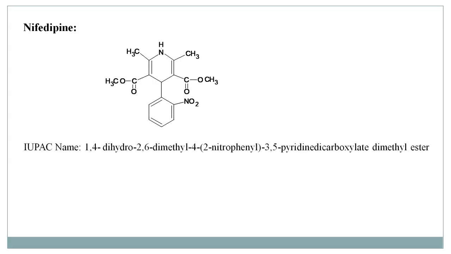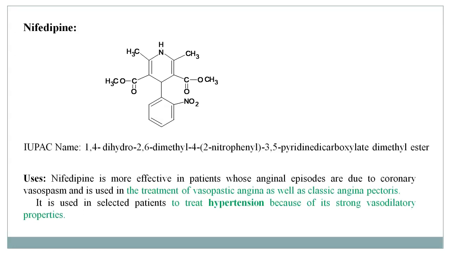The second one is nifedipine, which is an example of 1,4-dihydropyridine. Here is the structure with its IUPAC nomenclature. Nifedipine is more effective in patients whose anginal episodes are due to coronary vasospasm and is used in the treatment of vasospastic angina as well as classic angina pectoris. It is used in selected patients to treat hypertension because of its strong vasodilatory properties.